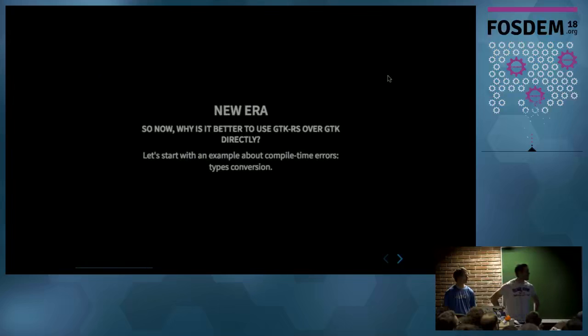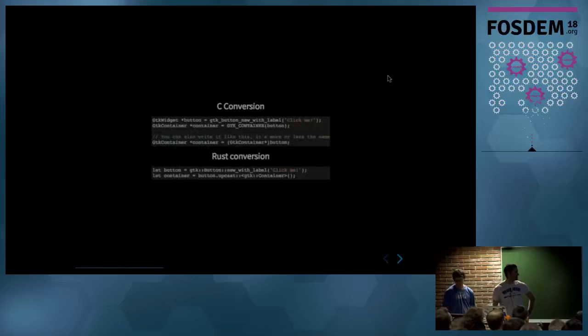So now, why is it better to use GTK-rs over GTK directly? For a few things. Like it's written, let's start with compile errors and type conversions. In C, you can totally do that. It's not a problem, not many checks. In Rust, you will do it by using the upcast method. The big difference being, well, at this point there isn't much. It's just that in Rust we have checks done at compile time.